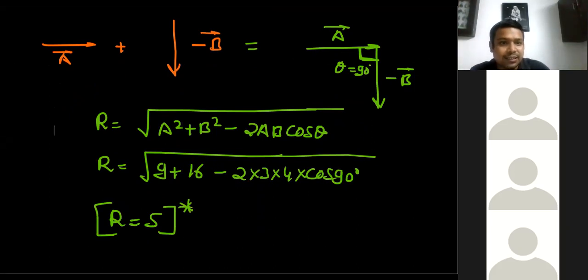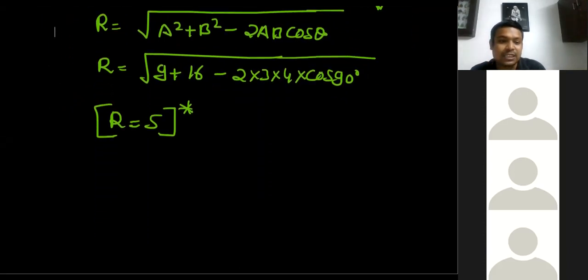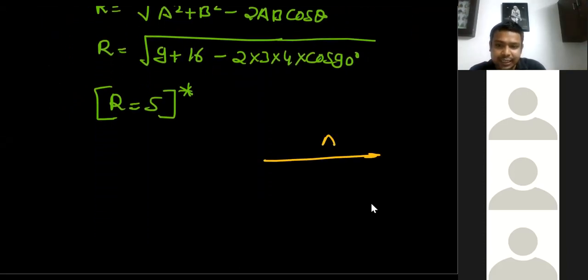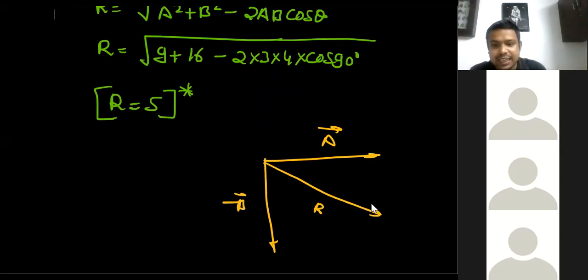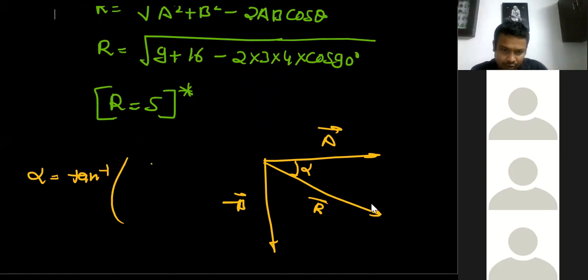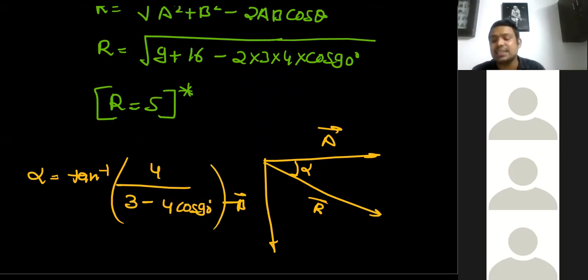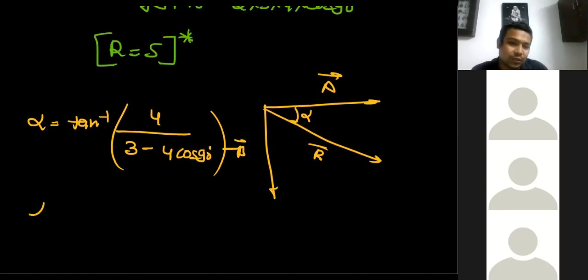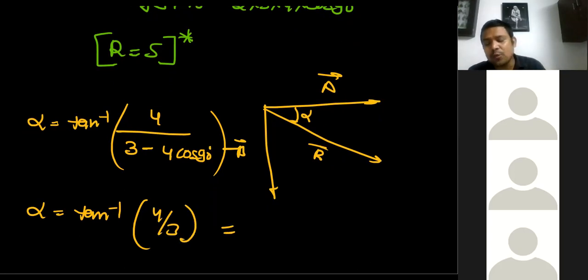Now, for the resultant angle, if this is vector A and this is minus vector B, and this is the resultant R, then the angle is alpha, and alpha is what? It is tan inverse of B, which is 4, divided by A, which is 3, minus 4 cos 90. We have this simple formula. Using it, cos 90 is 0, so alpha is equal to tan inverse 4 by 3. Tan inverse 4 by 3 means alpha is 53 degrees.